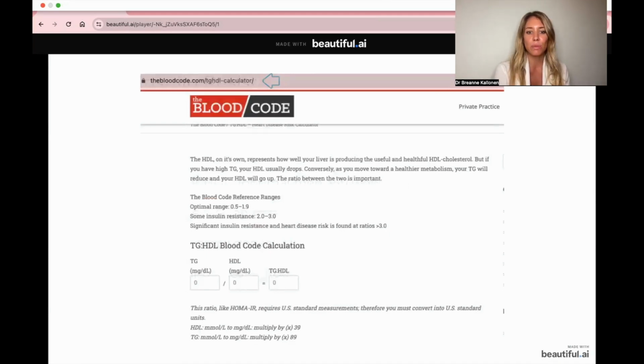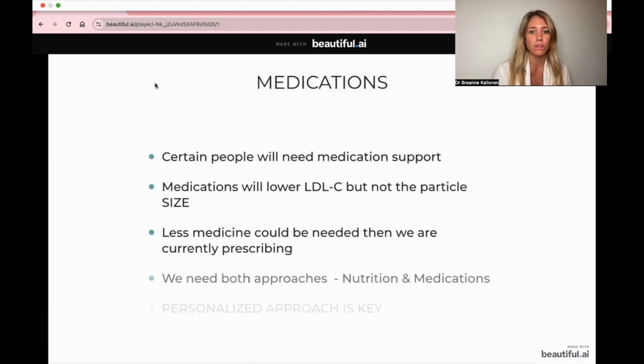If you've had a cholesterol panel done, maybe you haven't done the particle size piece of it yet, but you have your basic cholesterol panel, this is a really great resource. This is from the bloodcode.com. This is the triglyceride to HDL ratio. What you can do is take your triglyceride numbers, divide it by your good cholesterol or HDL, and that will give you a number. And that number can tell you, are we suspecting some insulin resistance being present? I like to see it less than 1, but if it's greater than 1, greater than 2, insulin resistance is definitely something that you want to investigate and get under control.